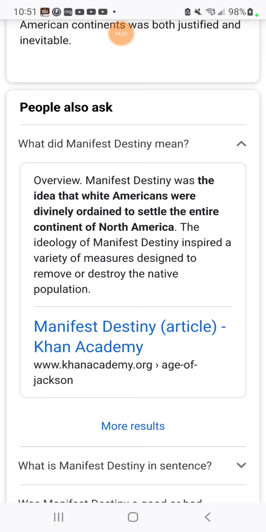Okay? It says the ideology of manifest destiny inspired a variety of measures designed to remove or destroy the native population. And that's the first thing that comes to my mind when I hear manifest destiny. The death of the North American Indians. But these are things that Esau likes to pride himself off of. He prides himself off of the things that he has done.